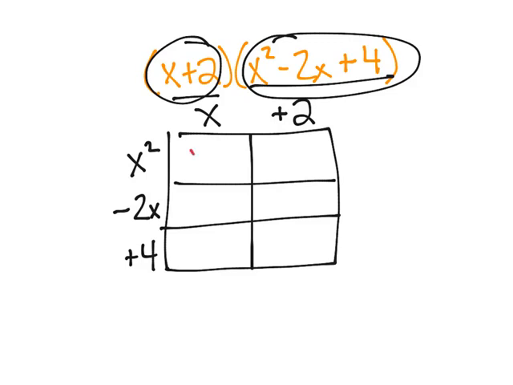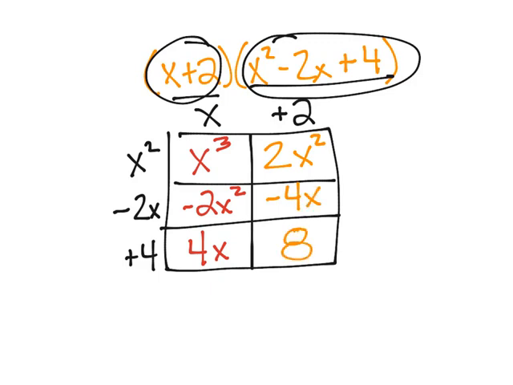X times x squared gives us x cubed. X times negative 2x gives us negative 2x squared. And x times 4 gives us positive 4x. 2 times x squared gives us 2x squared. 2 times negative 2x gives us negative 4x. And 2 times 4 gives us positive 8.